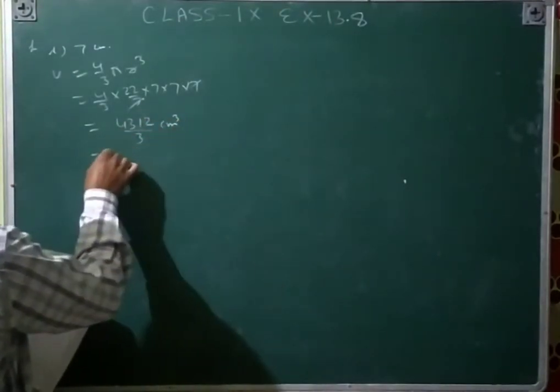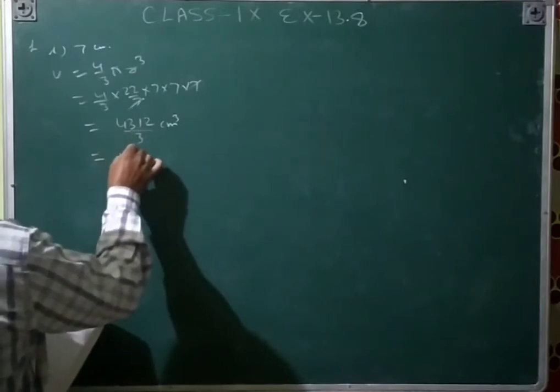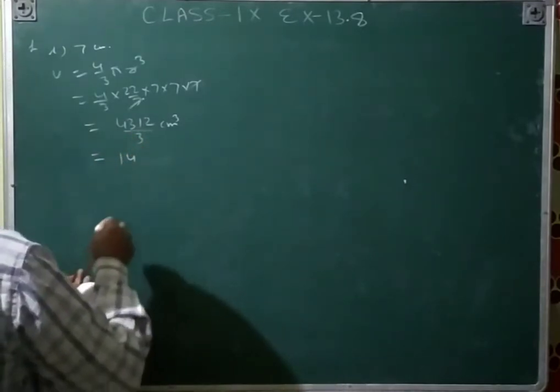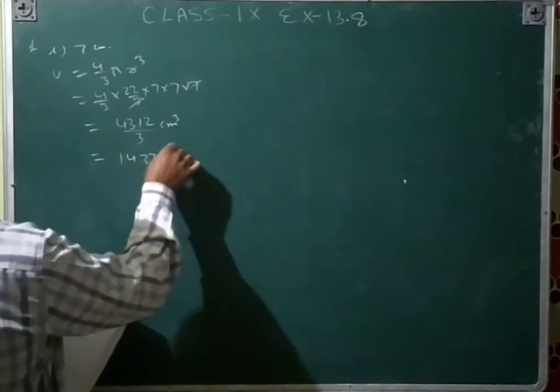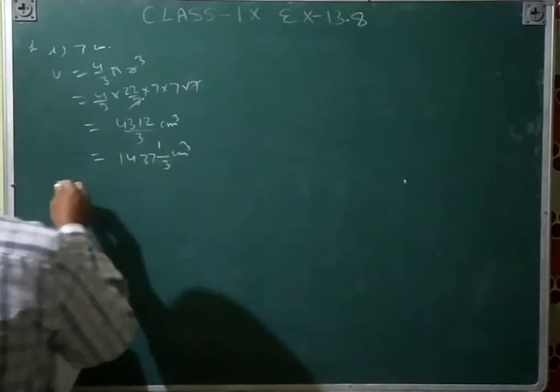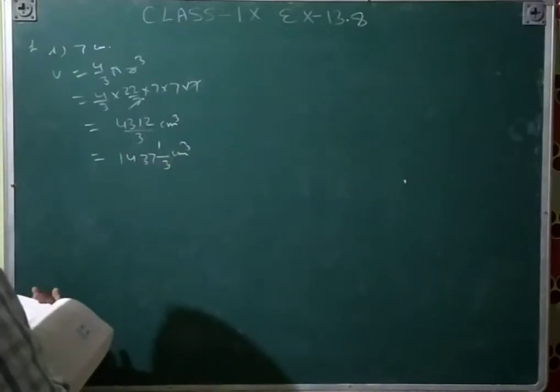Or we can convert it into a mixed fraction also. 3 1s are 3, 4 1s are 4, and then 3 3s are 9, 3 7s are 21, that is 1437 1/3 centimeter cube. The second part you can do.